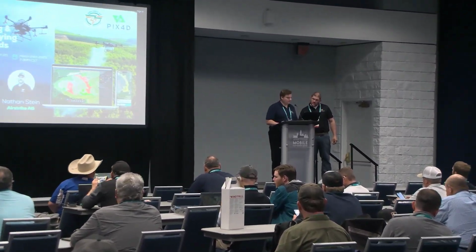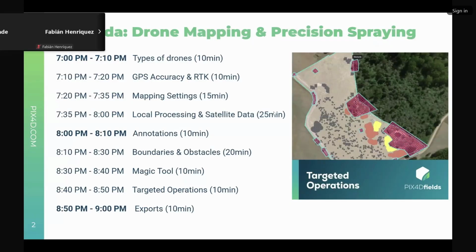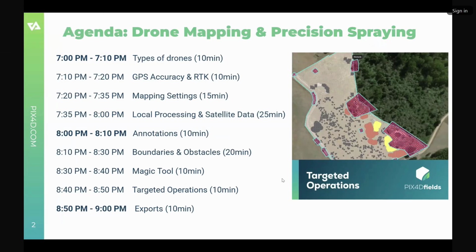So let's quickly go over the agenda for today. As always, it's not only about the software, it's also about how to actually acquire the data. So we have to spend some time on what type of drones are useful for mapping, about things like RTK, the mapping settings, and so on. And afterwards, we will go into the details.